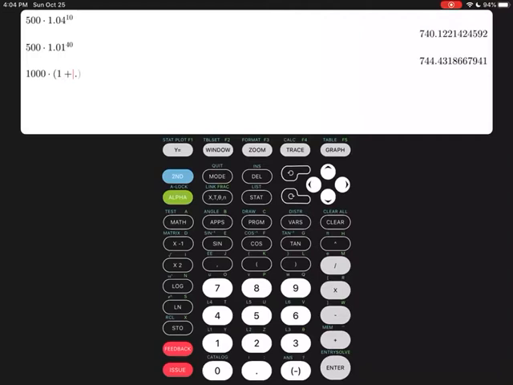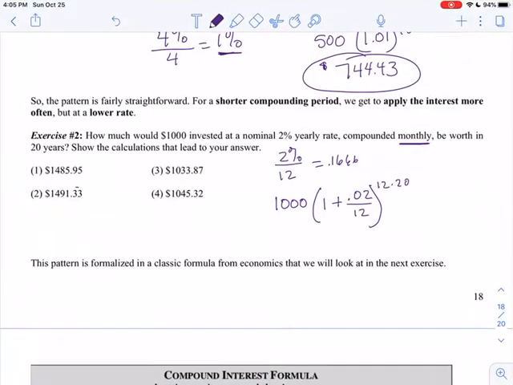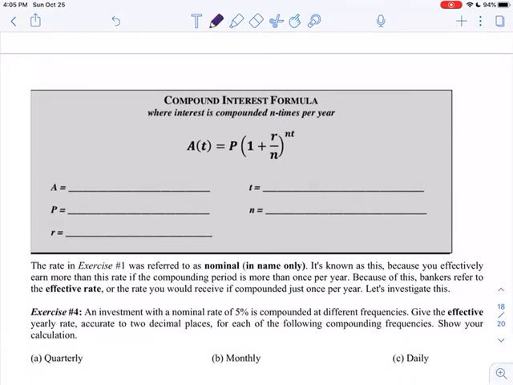Let me show you how to put that whole thing in the calculator. 1,000 times parentheses 1 plus parentheses 0.02 divided by 12, and then I want that whole thing to the 20 times 12, which is 240. I already made a mistake there, so let me go back. There we go. I have $1,491.33, and that is my answer. So that is choice 2.